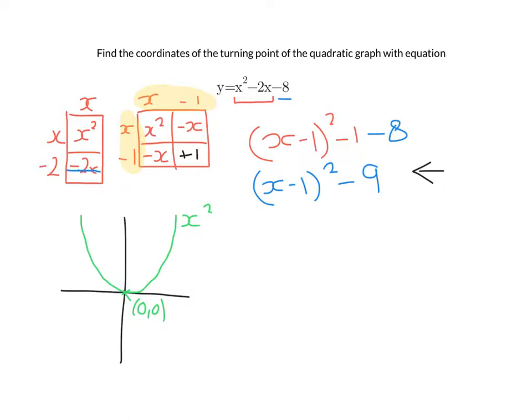Now I'm going to think back to transformation of graphs and think back to my lion in a cage. So there's two important things that are happening here. The first is this minus 1, and the second is this minus 9. So let's have a think. The minus 1 is inside the cage. So think that the minus 1 is the lion and the brackets are a cage. So the minus 1 is inside the cage. If it's inside, it can only go horizontal.